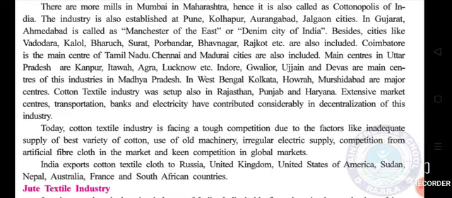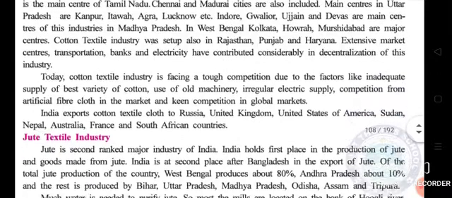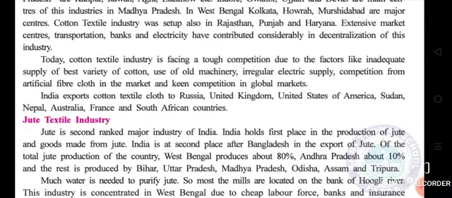Inadequate supply of the best quality cotton, and also the lack of machinery, irregular electricity supply, and competition from artificial fiber cloth. These are some of the reasons. India exports cotton textile cloth to Russia, United Kingdom, United States of America, Sudan, Nepal, Australia, France and South African countries. So these are the countries we are exporting to.